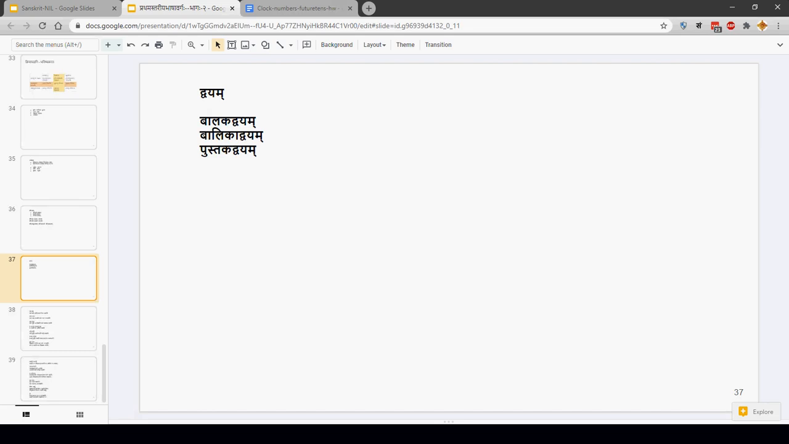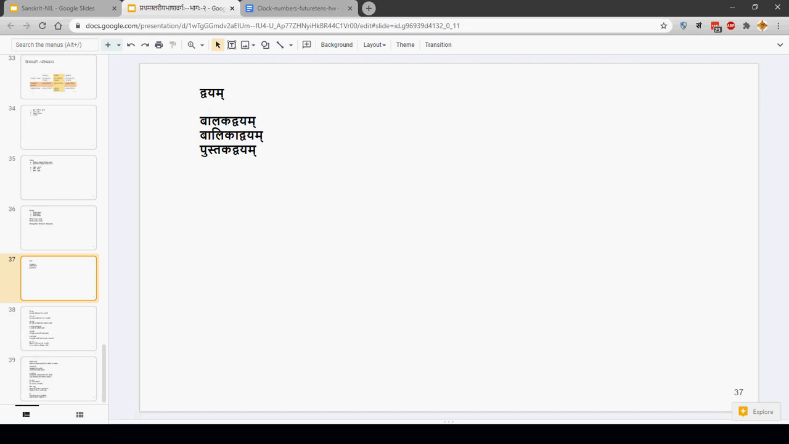So here we can use the dvivachanam like dvau balakau to say two boys, or only balakau also means two boys, right? But this is an alternate form. If we do not want to use that dvivachana form and we want to just say a couple or pair, then we can say dvayam. We can attach dvayam, balakadvayam. Since a pair of boys is usually used like a singular, with a singular verb, like a pair of boys goes, similarly here we use balakadvayam gacchati.